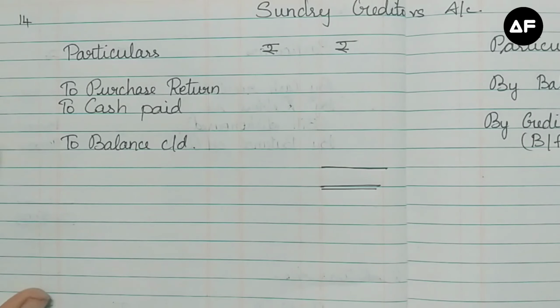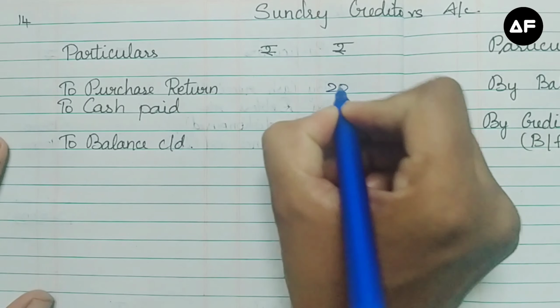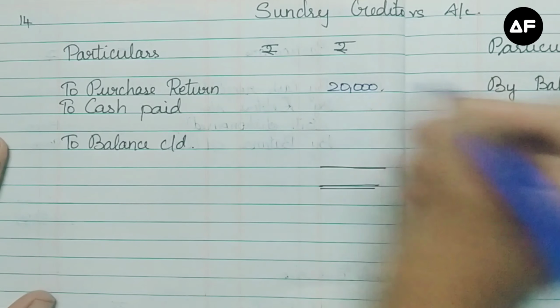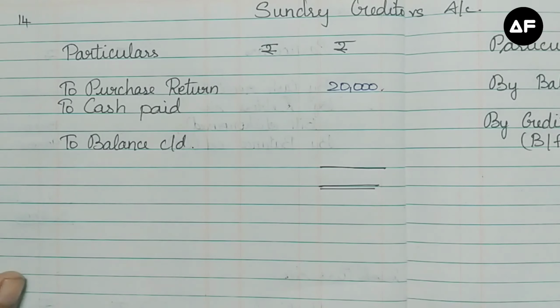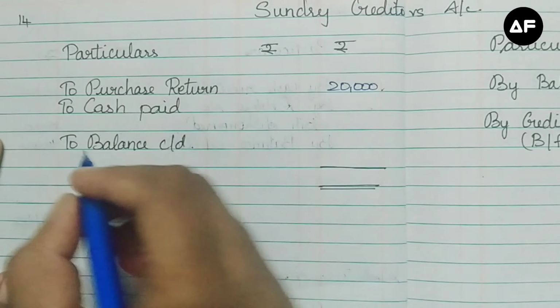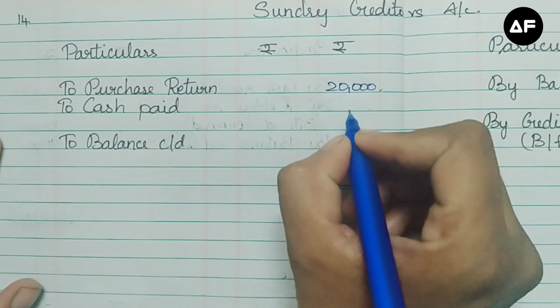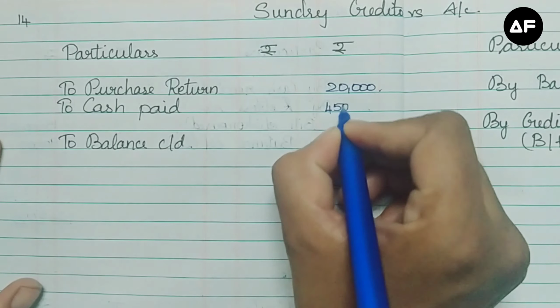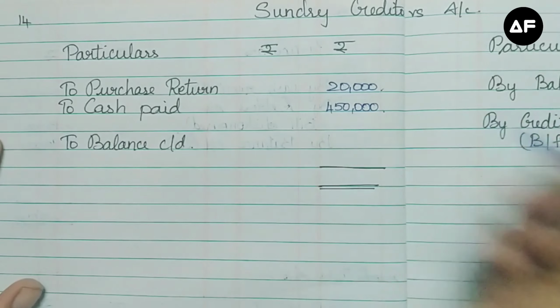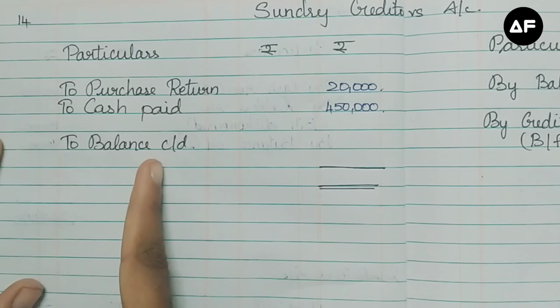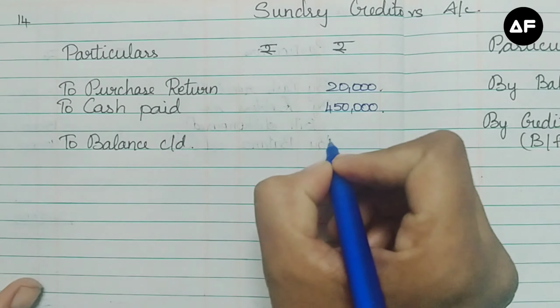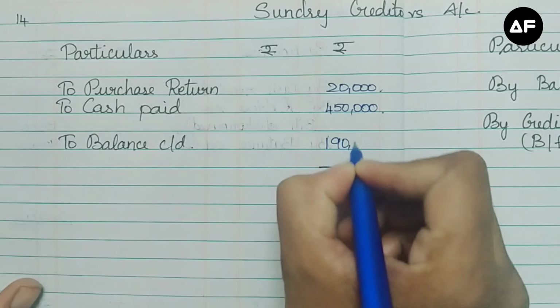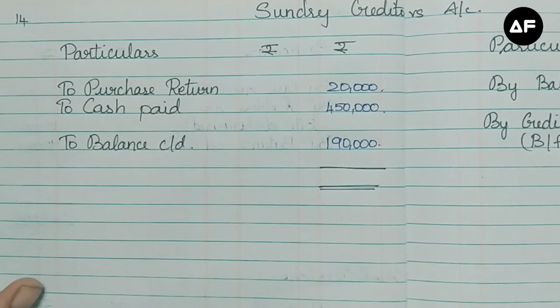So purchase return is 20,000, which has been recorded on the debit side of the sundry creditors account. Next is cash paid to creditors. That has also been recorded on the debit side, that is 4,50,000. Lastly, it's the closing creditors, balance carried down. In this sense, closing creditors is 1,90,000. So next step, I must balance and find out the credit purchase.